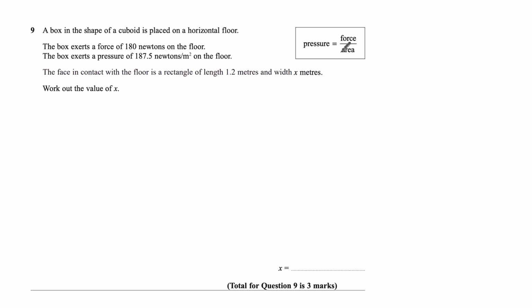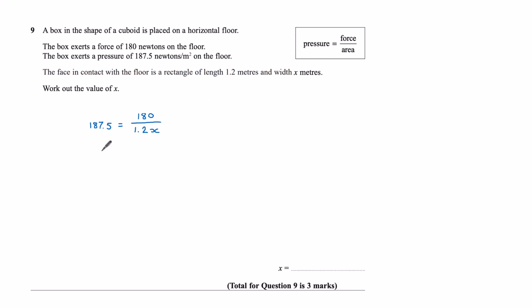Well, we've got pressure is equal to force divided by area, given to us. So we know the pressure to be 187.5. We know the force to be 180. So what we need to write is the area, and the area of a rectangle is length times width, which is 1.2x.